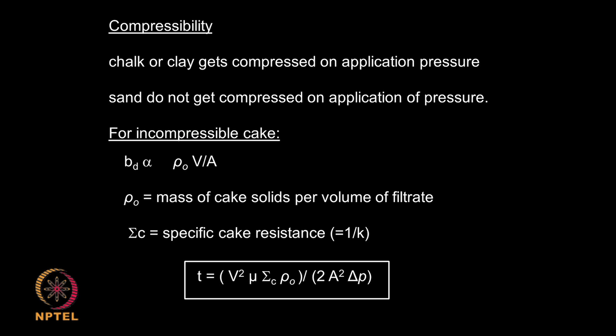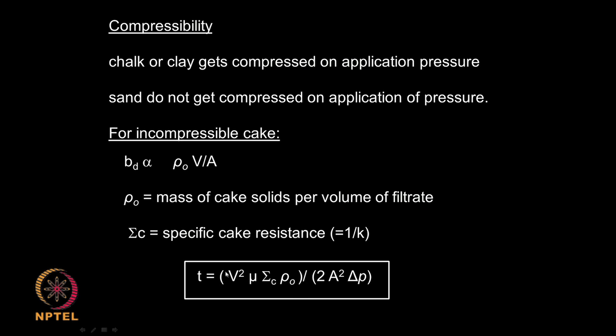I am not going into the mathematics of how to derive it, but you end up with the equation for an incompressible cake. If I have a volume V of slurry to be filtered, applying a pressure of delta P on a filter cloth of area A, where sigma is the specific cake resistance and rho naught is the mass of cake solids per volume of filtrate, almost like a density, mass by volume. It gives you the time it will take to filter a slurry of volume V using a filter of area A when I apply a pressure of delta P, where the viscosity of the liquid is mu and the slurry mass by volume is rho naught.